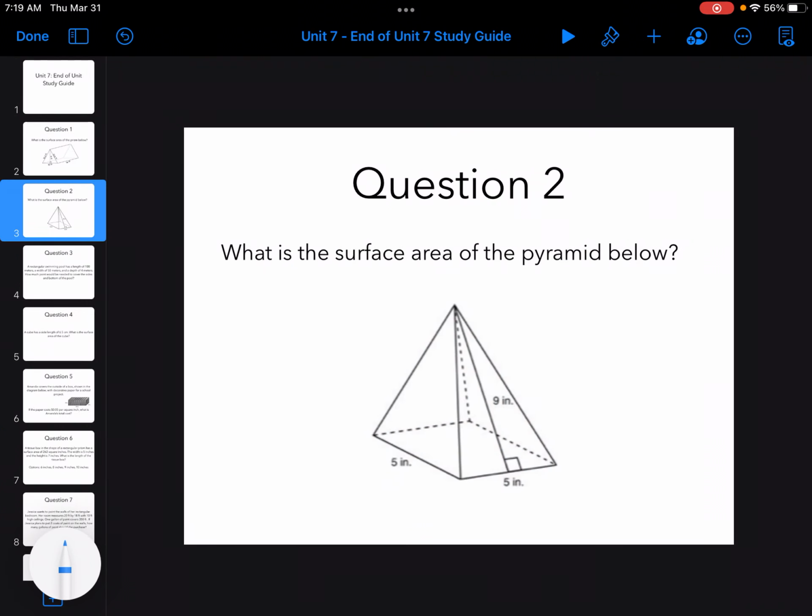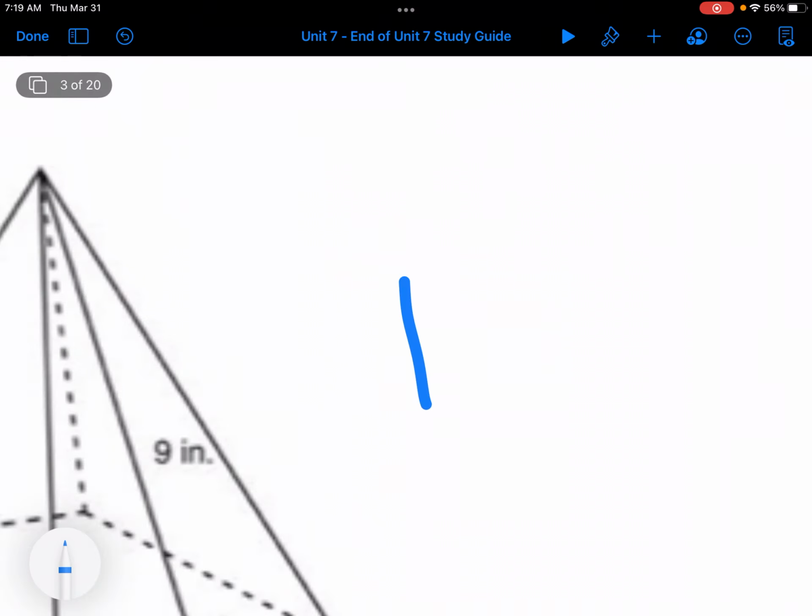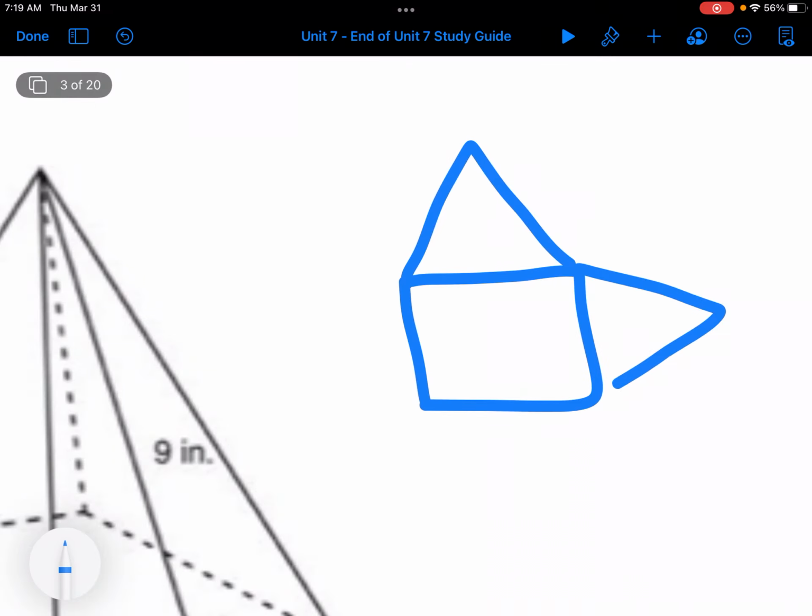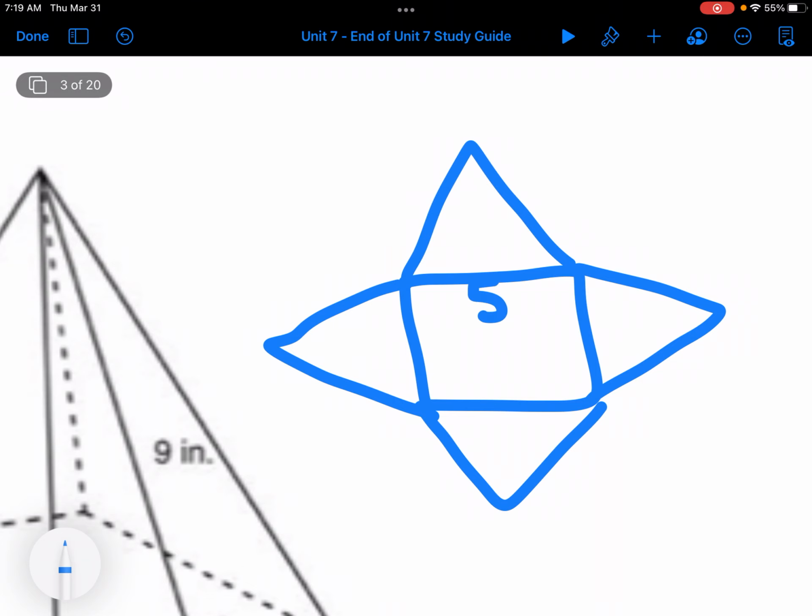The surface area of the pyramid below, I have a square pyramid, and a square pyramid is going to have 4 triangles. I'm drawing them and I'm saying the wrong thing. All right, I know that the base is 5 by 5, and I know that my triangles have a height of 9. So my base area is going to be 25.